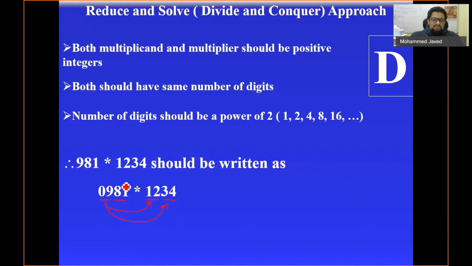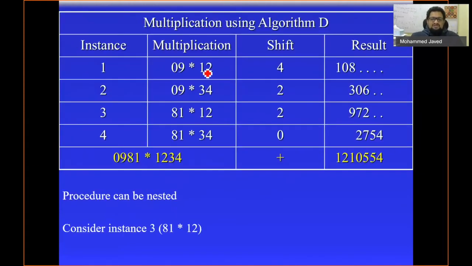This is what I am doing: 81 is multiplied by 12, and 81 is again multiplied by 34. So I am dividing this whole multiplication into 4 steps. Now you can see in the next slide that 09 is multiplied with 12, 09 is multiplied by 34, 81 is multiplied with 12, and 81 is multiplied with 34, right?